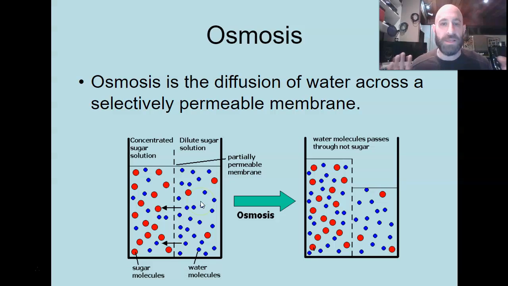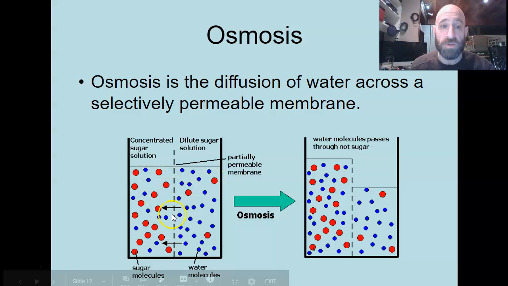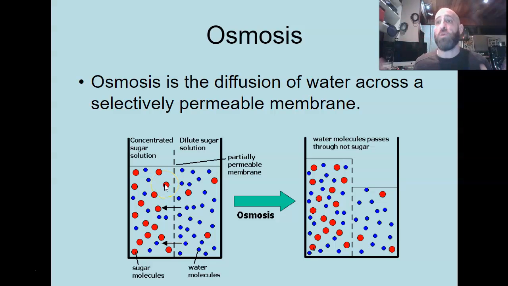So what would happen in this scenario? Well, if we just left it alone, based off of what we talked about in the last lecture, these red circles would go to this side, right? They would want to go from where there's high concentration to where there's low concentration. But they can't. Why can't they? Because they're too big, right? If I want to try to get a piano through a doorway, I can't, right? I have to take the piano apart to get it through. Well, the same thing is true with these molecules. They're just too big to get through the openings in this semi-permeable membrane.